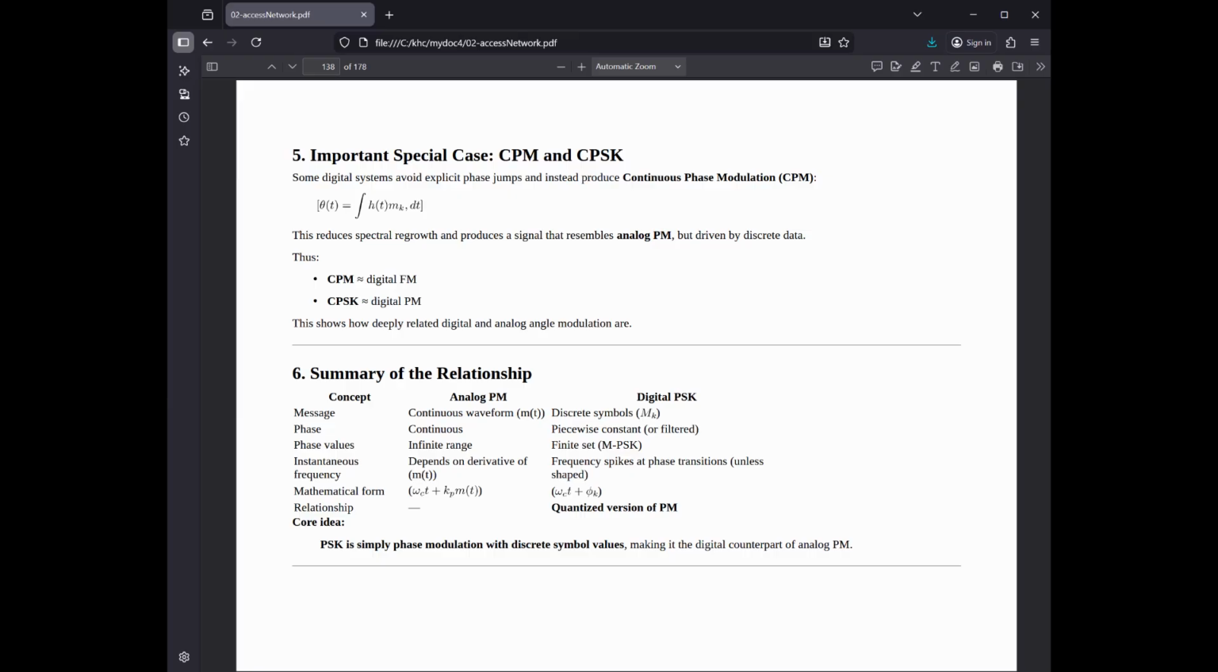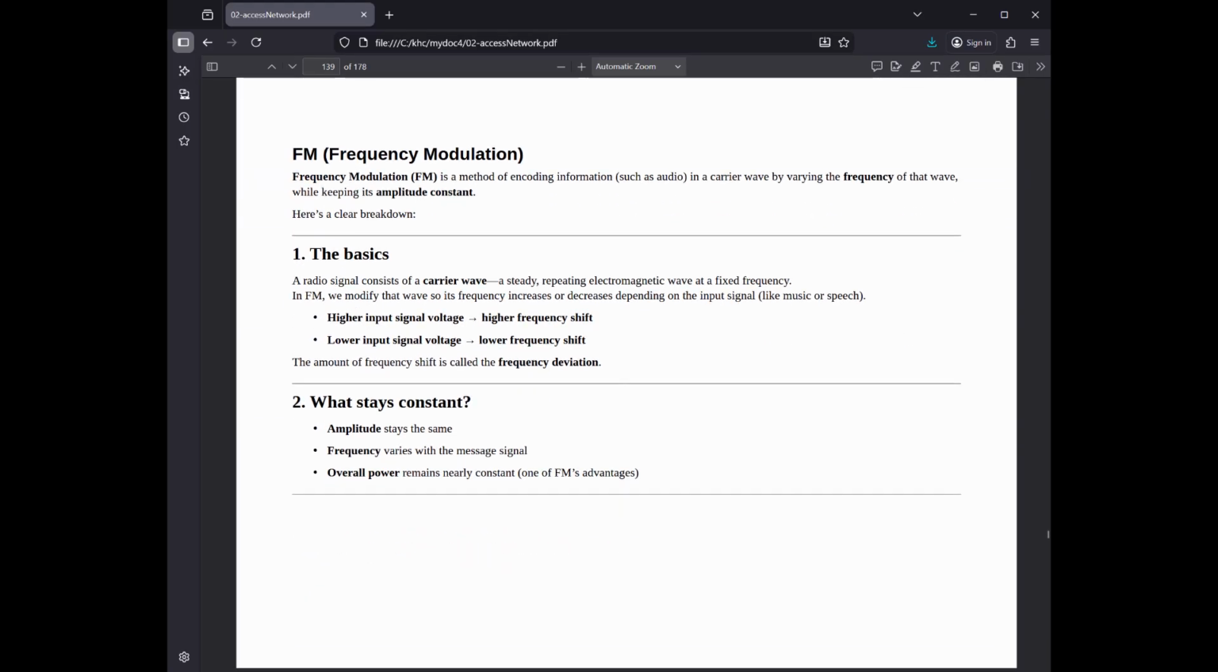FM, frequency modulation, is an analog modulation technique where the frequency of a carrier wave is varied in direct proportion to the amplitude of the message signal, like music or voice, while the amplitude of the wave remains constant. If you think of a radio wave as a vibrating string, FM doesn't make the vibrations taller, that would be AM, it makes them faster or slower depending on the information being sent.